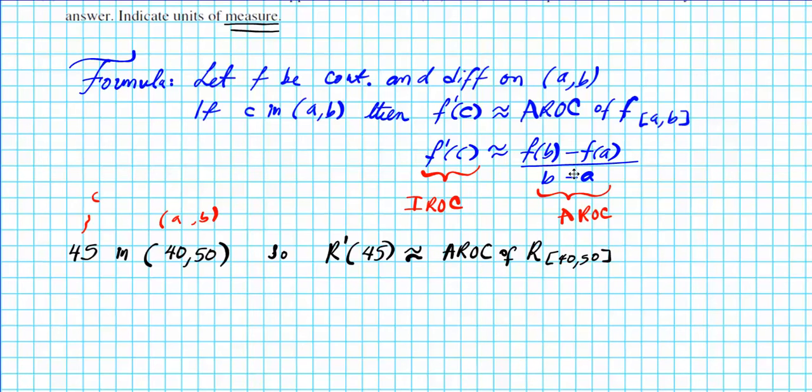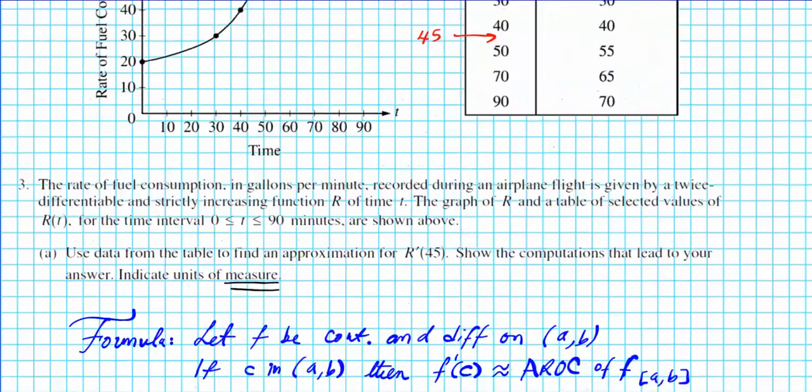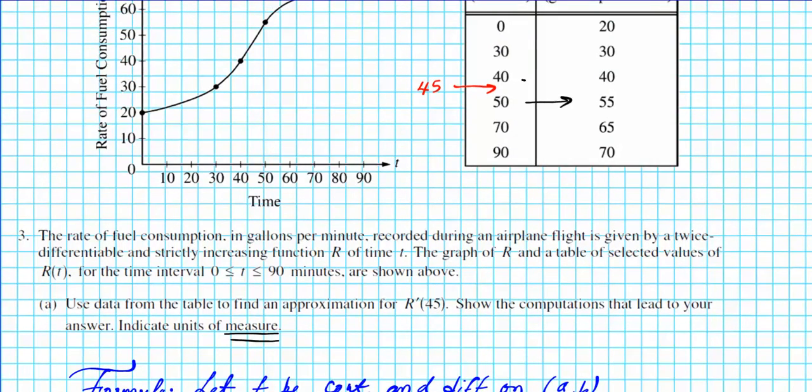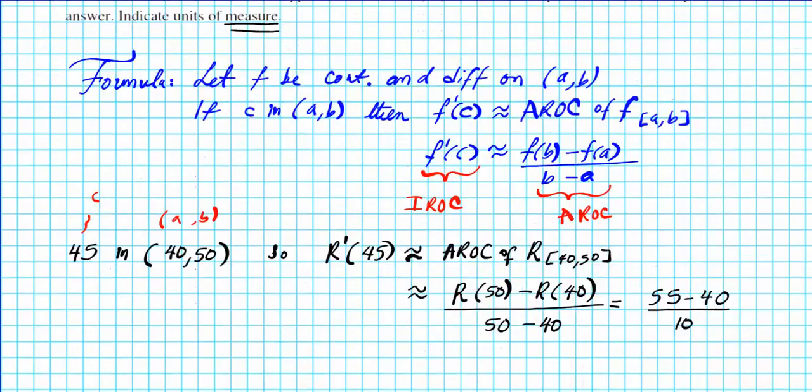Okay, and then using this formula right here, the average rate of change is basically r of 50, this is f of b, minus r of 40, f of a, divided by b minus a, which is 50 minus 40. Okay. Now, if you take a look at a table, you evaluate the function at these two points in time. You end up with 55 minus 40, divided by 50 minus 40, which is 10. Okay, so we did our 50, 55, our 40, 40.